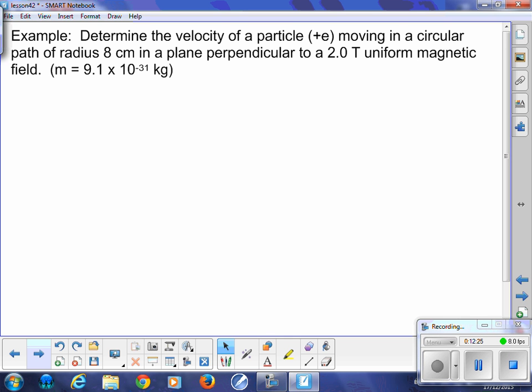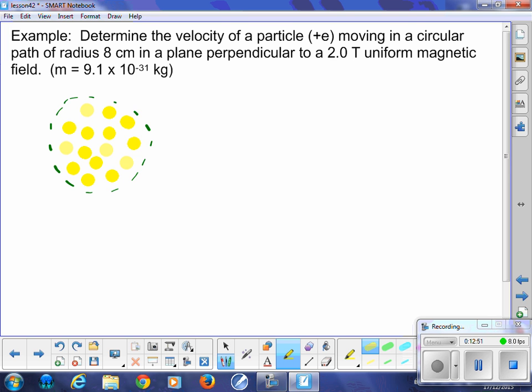Determine the velocity of a particle. Again, it's a proton, a positively charged particle, moving in a circular path of radius 8 centimeters in a plane perpendicular to a 2 Tesla uniform magnetic field. So here is the path of the particle. Here is my 2 Tesla magnetic field. We're staring down, our eyes parallel to that uniform magnetic field. Those dots represent the lines going in and out of the board. So our particle is stuck in here and can't escape, because of that magnetic force pulling it toward the middle.